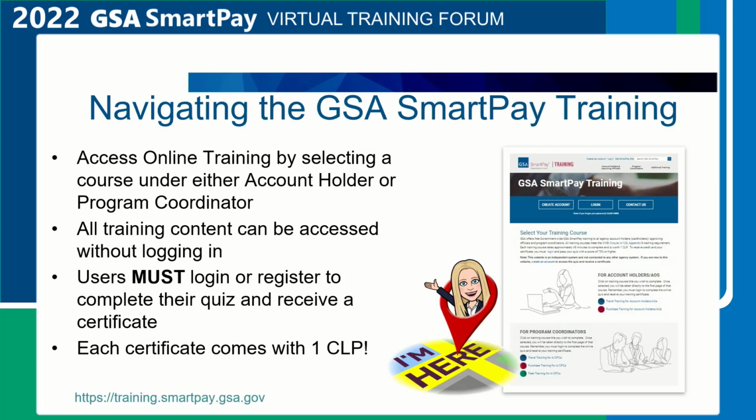Navigating the GSA SmartPay online training is easy. First, use either the top menu or scroll down the page to find courses related to your role within the program. Next, click on the name of the specific type of course you would like to complete. For the example I'm using today, I selected the purchase training for AOPCs. Once selected, you'll be taken directly to Lesson 1 of that course.